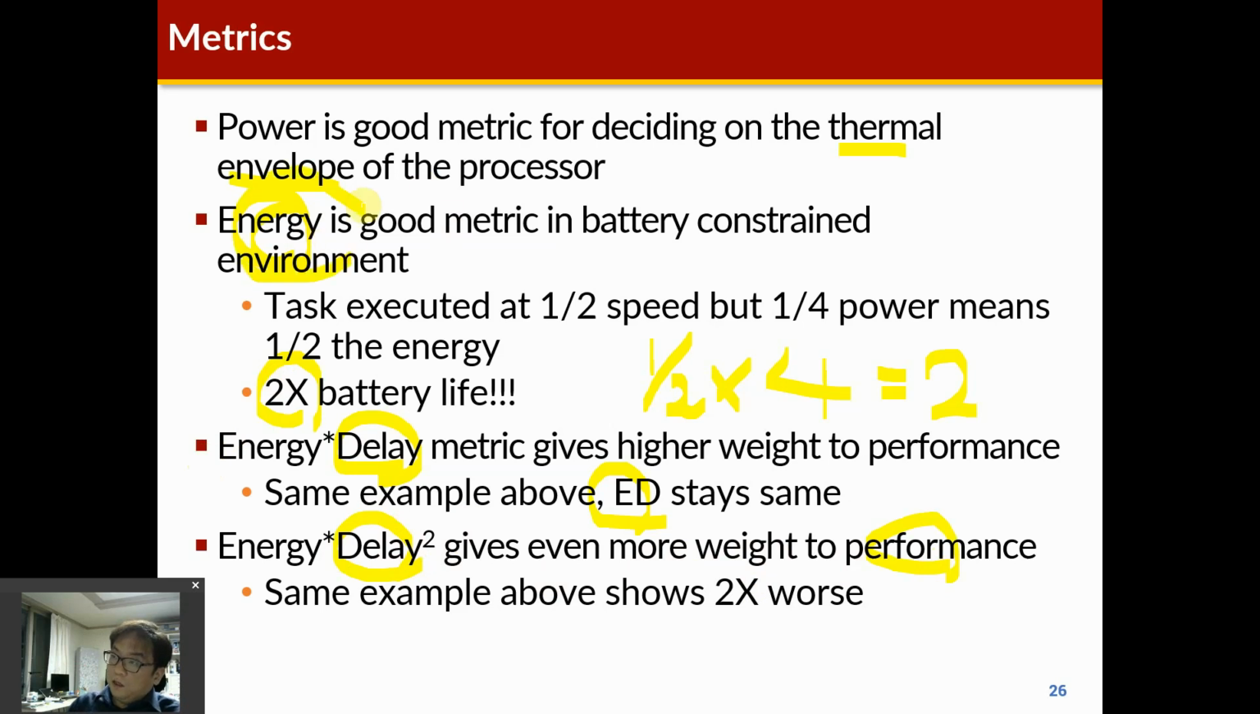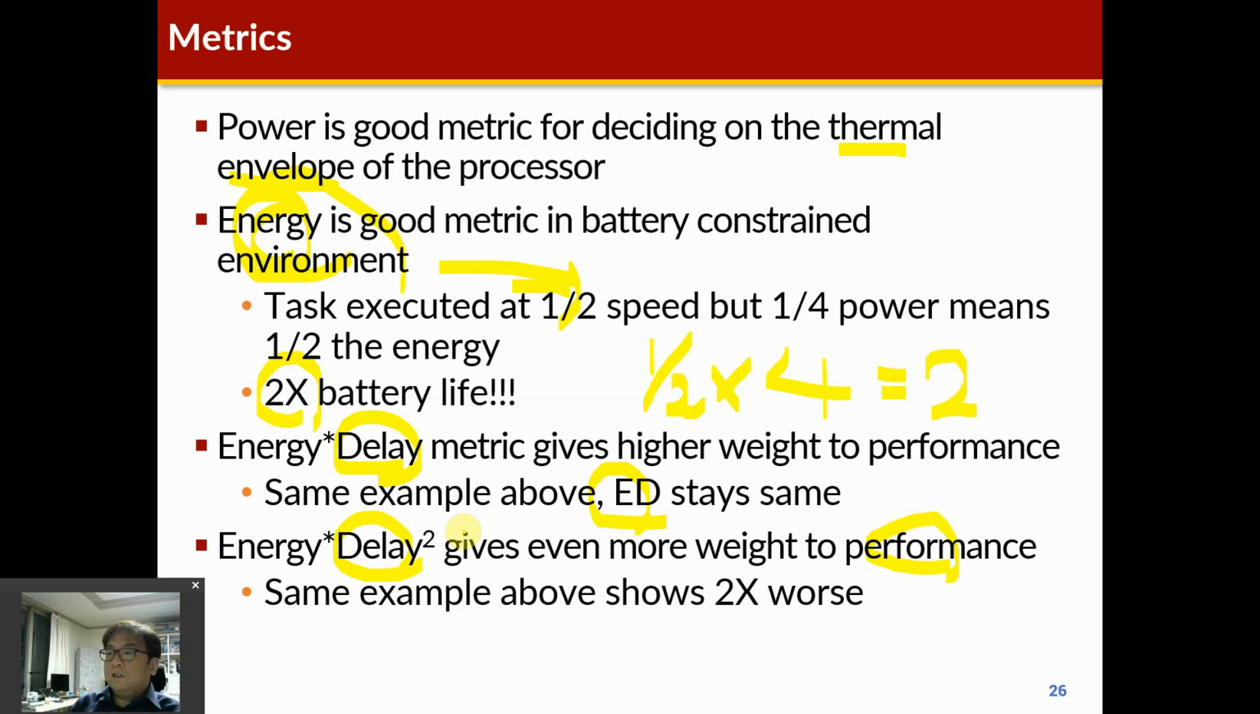For example, energy can be used for mobile devices, and energy multiplied by delay or energy multiplied by delay squared can be applied for server systems, because in server systems the performance can be more critical. But for mobile devices, energy is more critical. So for mobile devices, we can use energy as the metric, and for server systems, we can use different types of metrics.